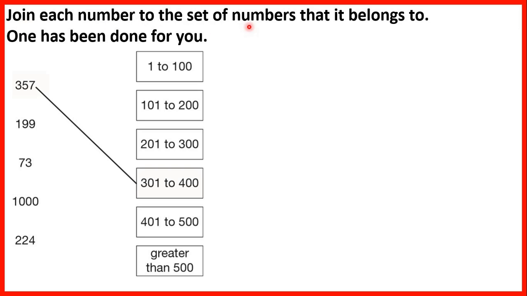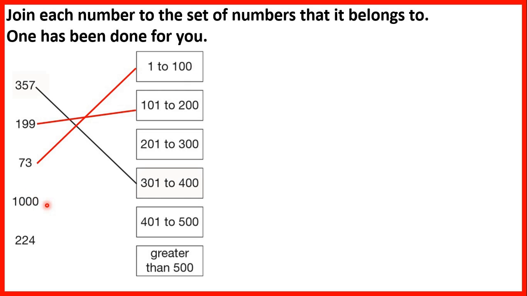Join each number to the set of numbers that it belongs to. One has been done for you. So 357 is between 301 and 400. And that makes sense because our hundreds digit is a 3. Now we have 199. So the 1 in our hundreds tells us that this number is between 101 and 200. Now we have 73. That doesn't have a hundreds digit, so it's less than 100. 73 is between 1 and 100.